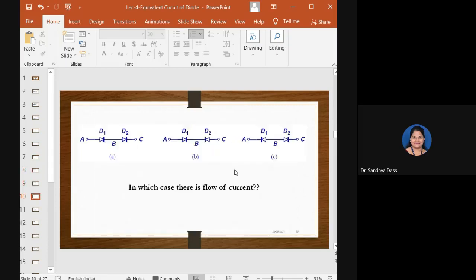Now tell me, this is a poll question. Answer this. In which case is there a flow of current? You will be answering in the chat box. There are 3 conditions there, A, B, and C. In which case is there a flow of current from A to C? Your response would be the proof of your attendance.